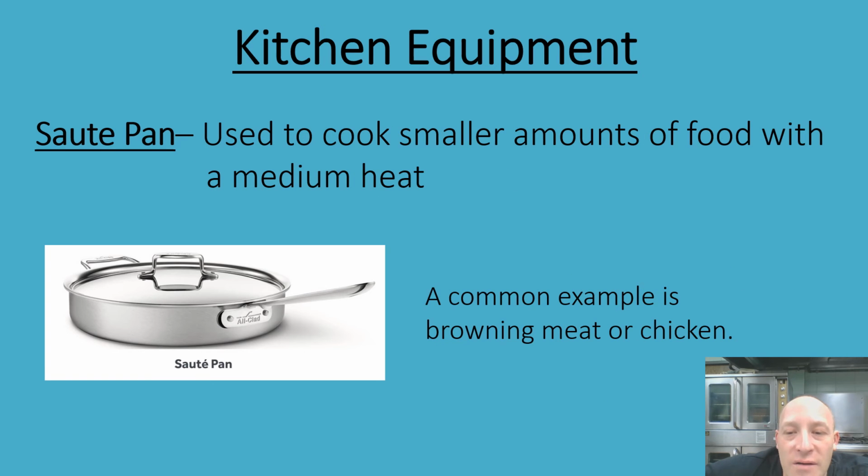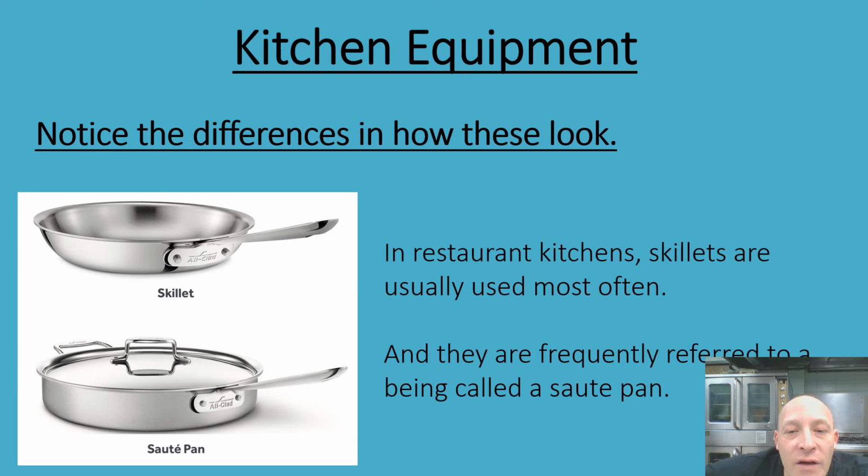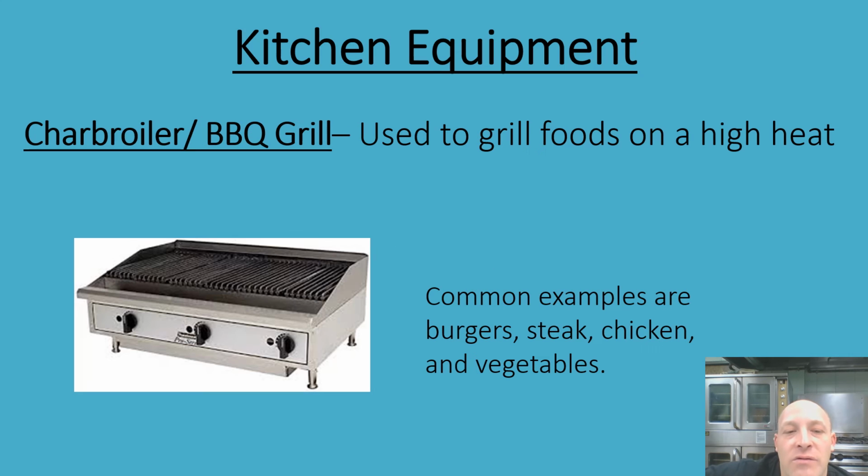This is a saute pan. It's used to cook smaller amounts of food. Sometimes it's used to brown meat or chicken. Notice the difference in how these two look. In restaurants, skillets are usually used the most often. And usually in restaurants, the skillet is actually called a saute pan. So if you're in a restaurant or you're reading a recipe at home and it says use a saute pan, the skillet is what you can generally use.